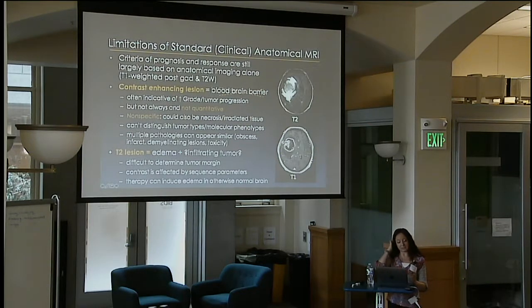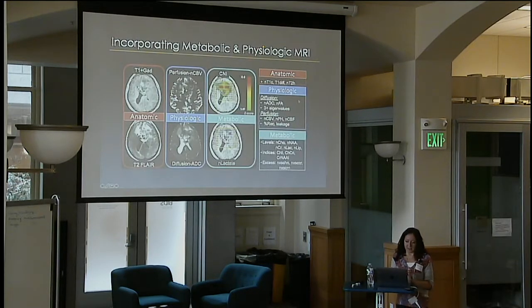So not only is it difficult to determine tumor margins, but the contrast is affected greatly by your sequence parameters of choice, and then the therapy itself can also induce edema in otherwise normal brain. So we want to be able to incorporate other metrics into the standard anatomical imaging.